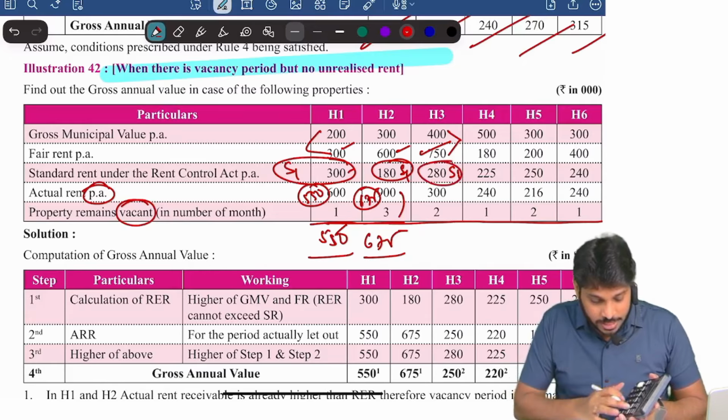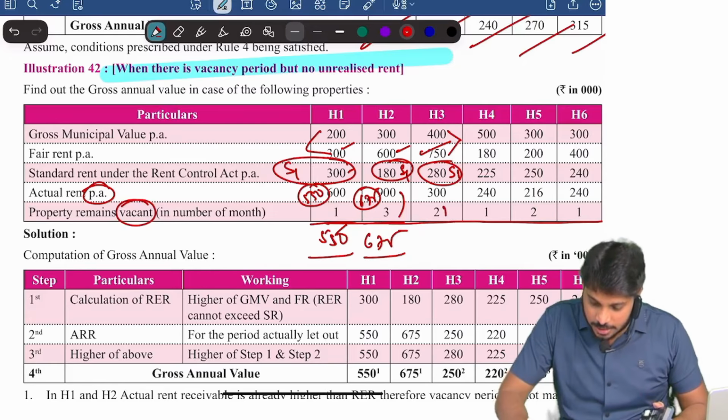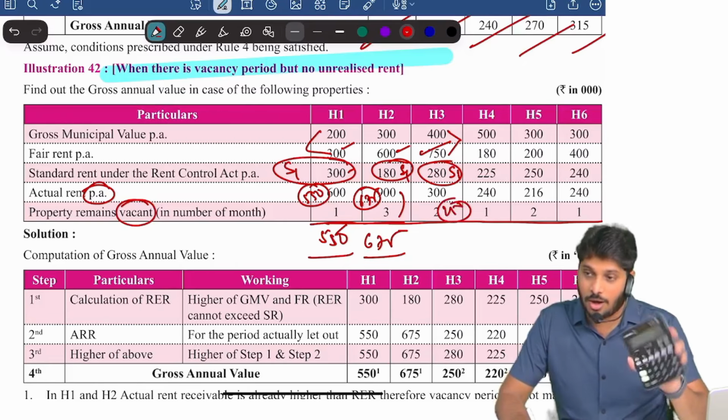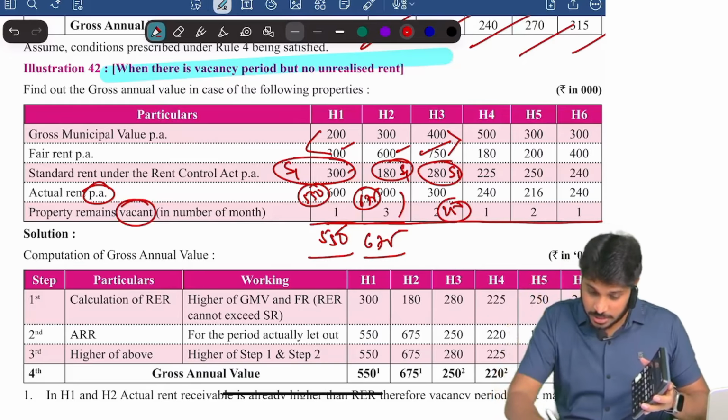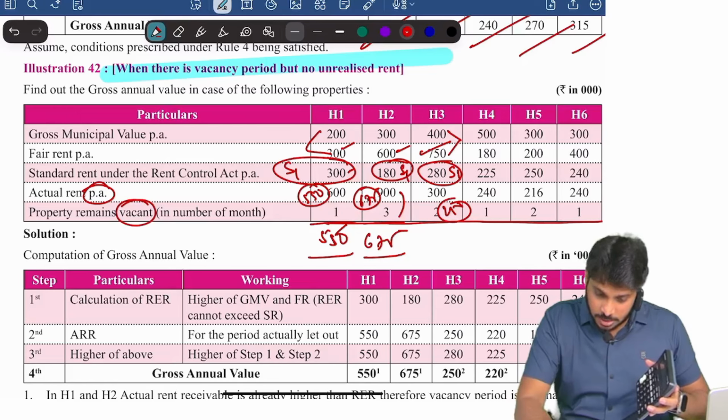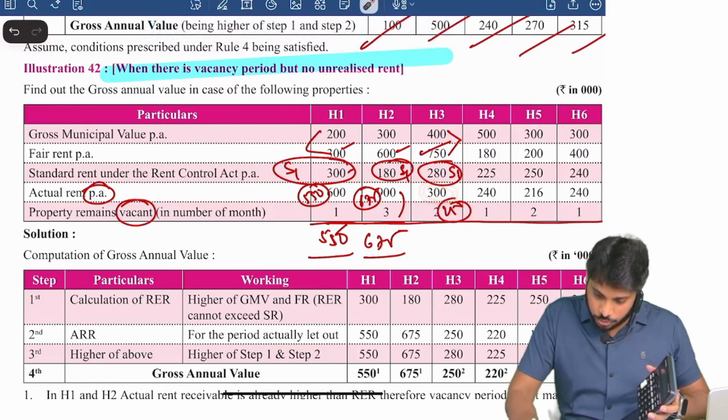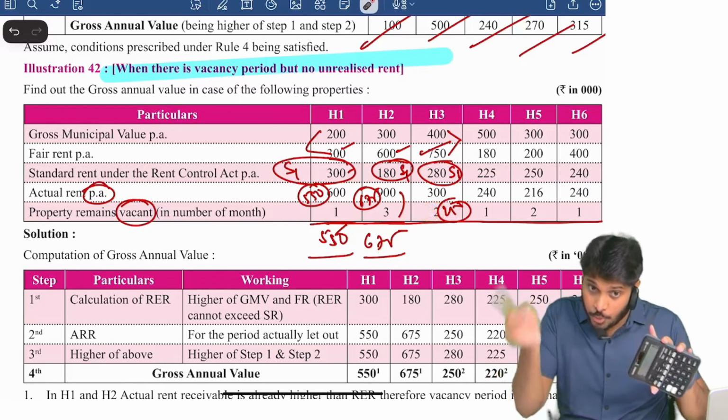Now step 2, 300 into 10 divided by 12 without vacancy, 250 rupees only rent I received. Now you see, step 2, 250. Actual rent received is 250. See, per annum 300 means, into 2 months vacancy means 10 months rent only you actually received.